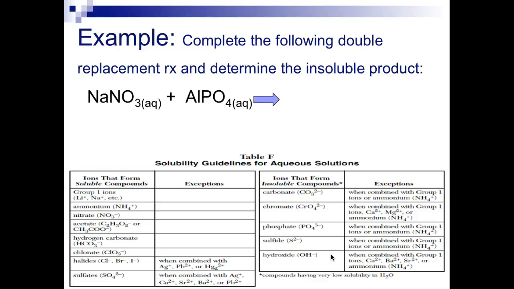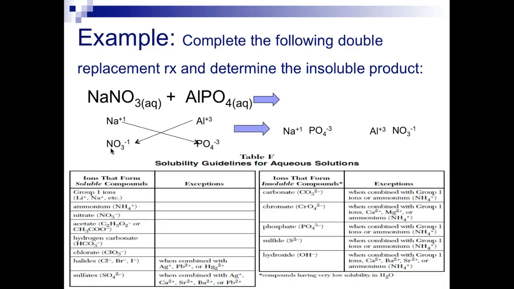So let's look at this example. Complete the following double replacement reaction and determine the insoluble product. Well, the first thing you need to do is split up your ions. So NaNO3 will split up into Na+ and NO3-. AlPO4 will split up into Al3+ and PO4 3-. They're going to switch partners. So Na is going to hook up with PO4, and Al is going to hook up with NO3. Now, before we even look at this, we know that there's no reaction going to happen.